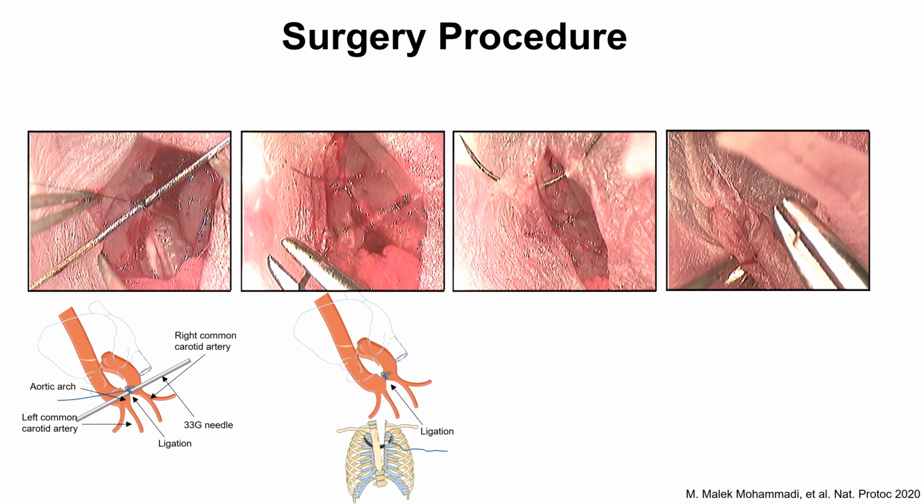The whole procedure of the surgery should not take more than 10 minutes per pup. And the same procedure is applicable for 7-day-old mice, and also for sham surgery, you use the same procedure except ligating the aorta.